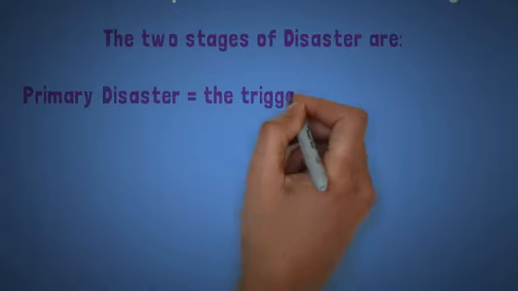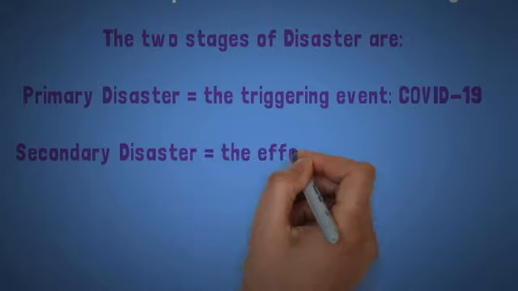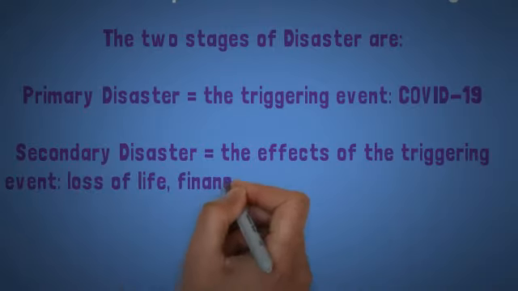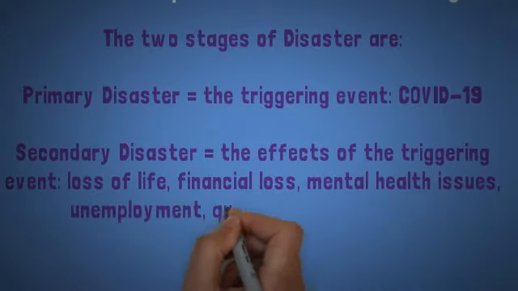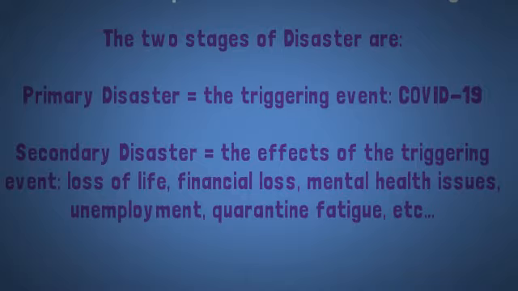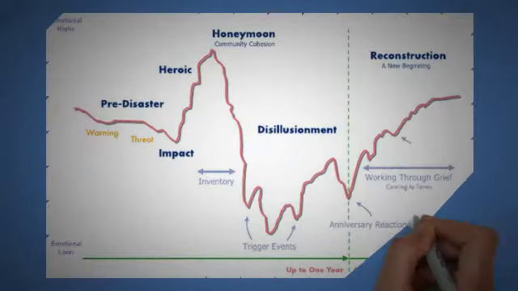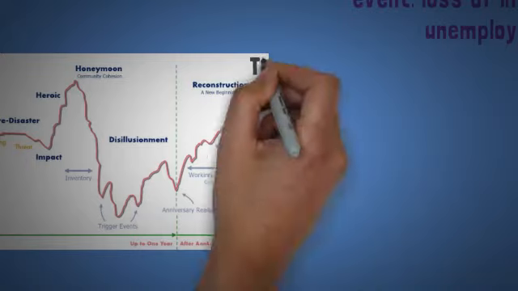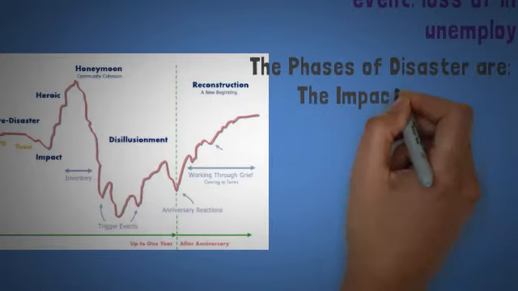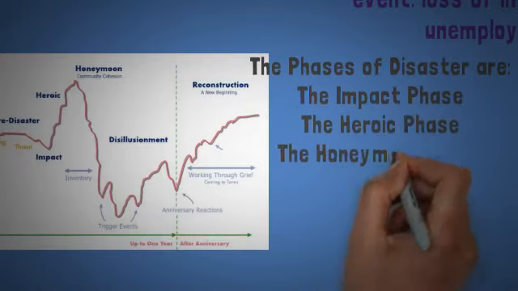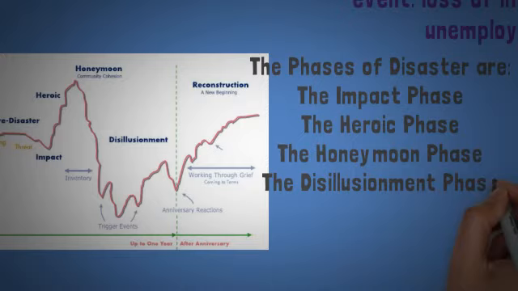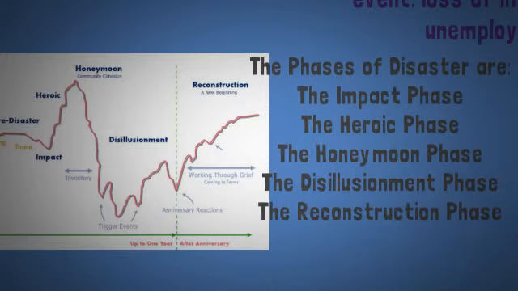The two stages of disaster are primary disaster, the triggering event, COVID-19, what we're going through, and secondary disaster, the effects of the triggering event, which can be loss of life, financial loss, mental health issues, unemployment, quarantine fatigue, etc. The phases of disaster are the impact phase, the heroic phase, the honeymoon phase, the disillusionment phase, and the reconstruction phase.